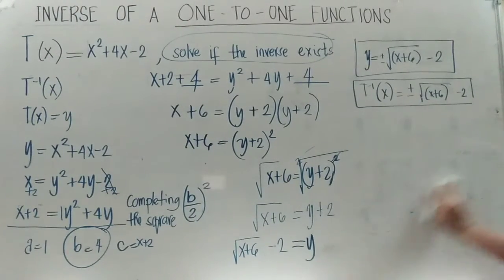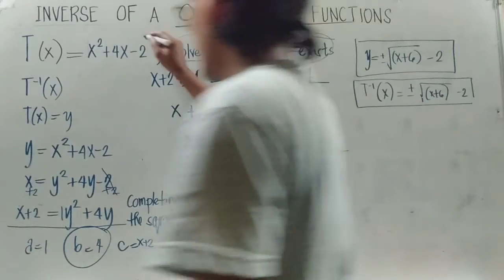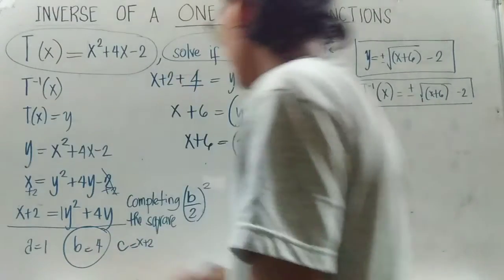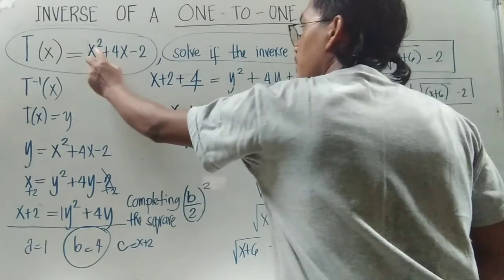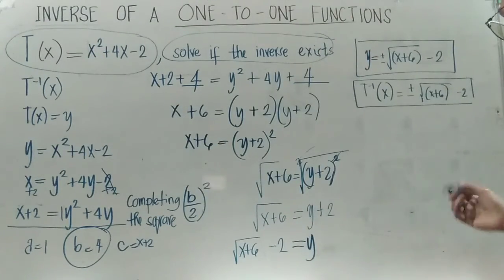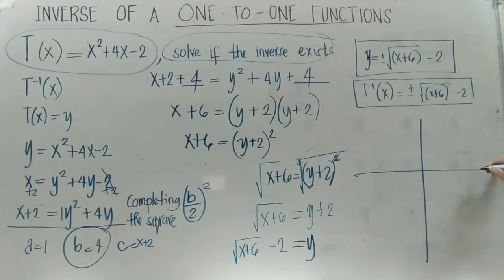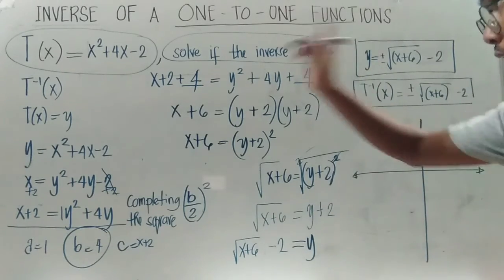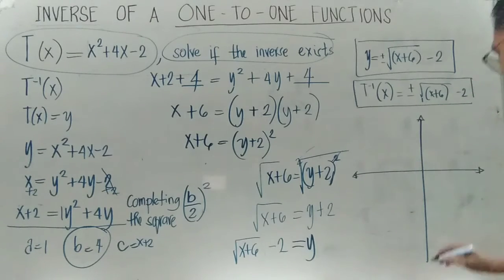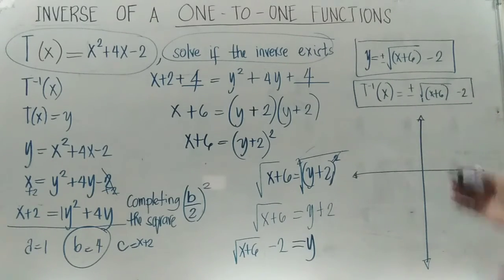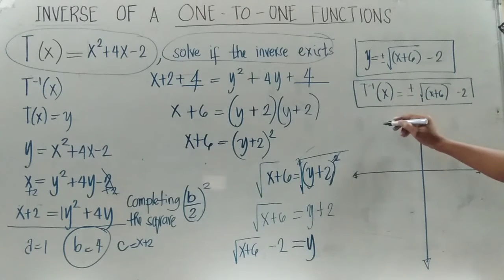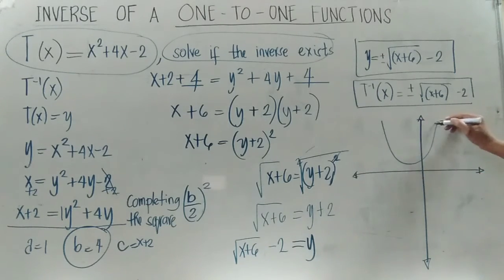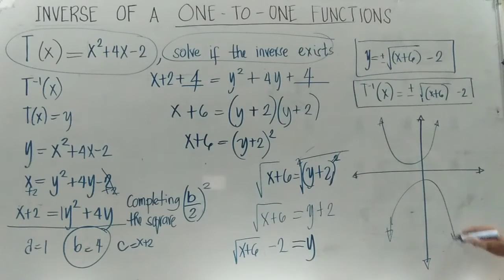And to give you another illustration and concept, why this function, the t of x, doesn't have an inverse: if you can see the degree of your t of x, we have a quadratic degree. I am not sure about the graph of x squared plus 4x minus 2. But every function in a quadratic degree has a graph of a parabola. Either it opens upward or downward. So a parabola is a function. It can be this one.